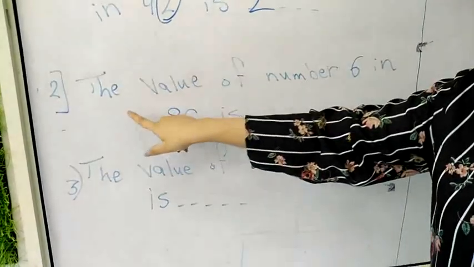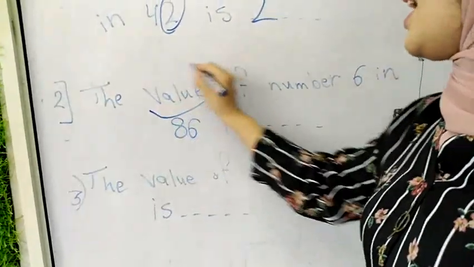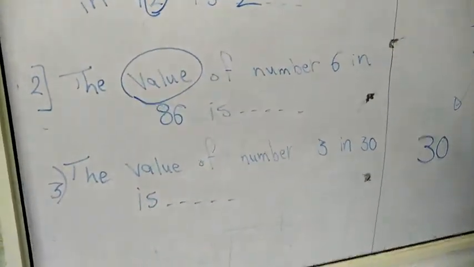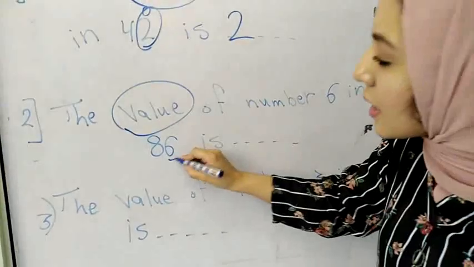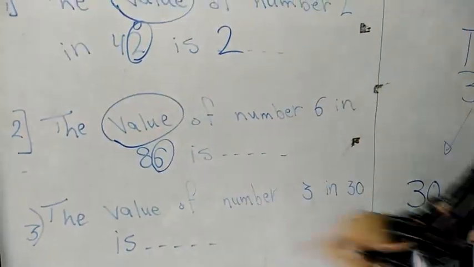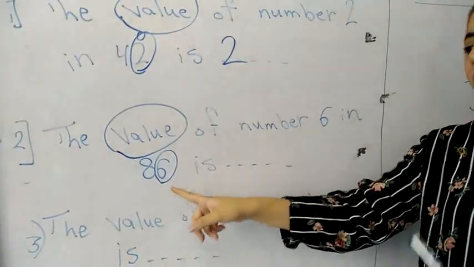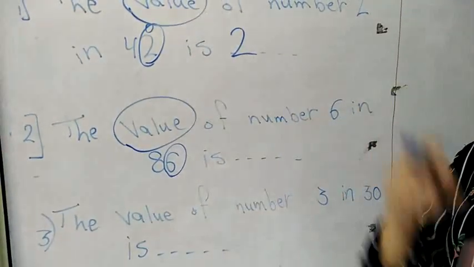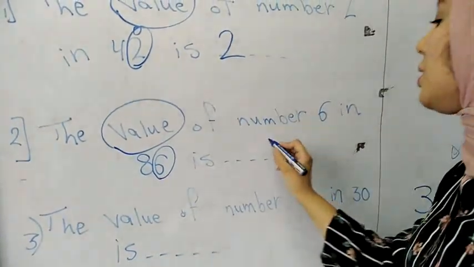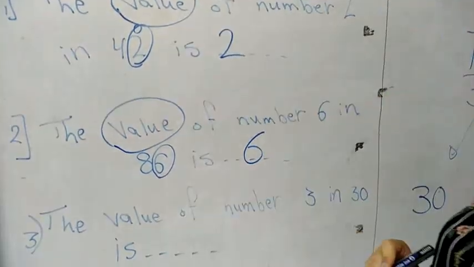Now, value, I will make a circle around value, and 6, I will make a circle around 6. The first place or the second place? The first place. So with or without? Without zeros. I will write just the number.